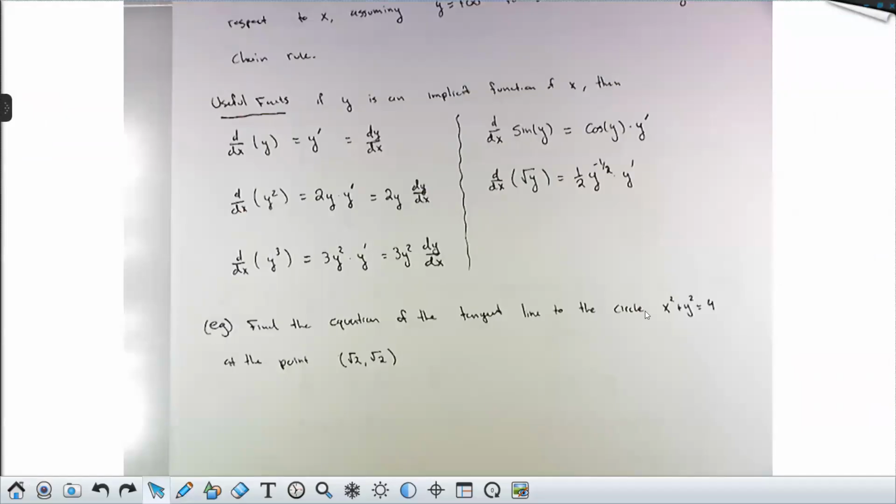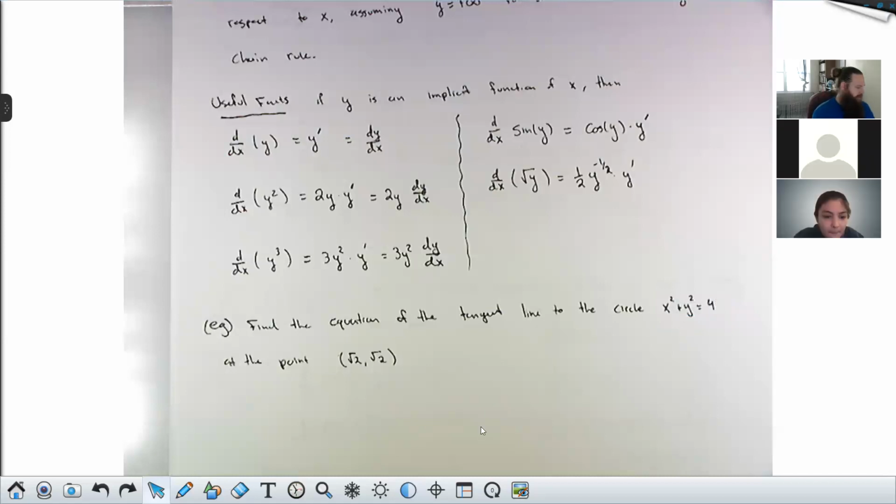Right? And this is worth doing implicitly because solving this for y is kind of nasty. If you wanted to do this explicitly, you would have to solve this for y. You would get y equals plus or minus the square root of 4 minus x squared, which is kind of nasty. Let me make a quick note.